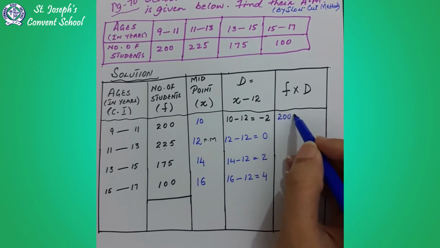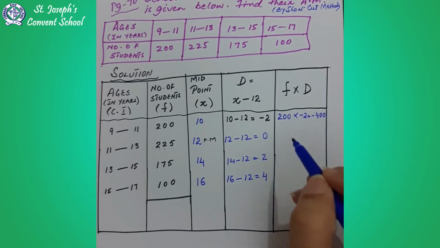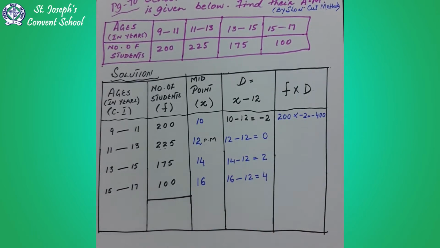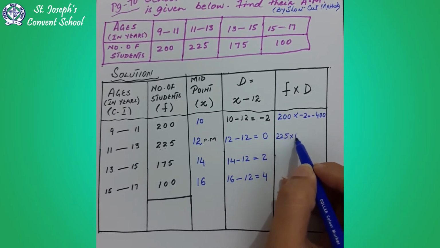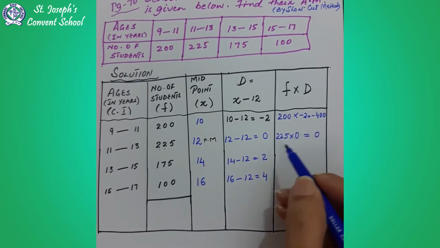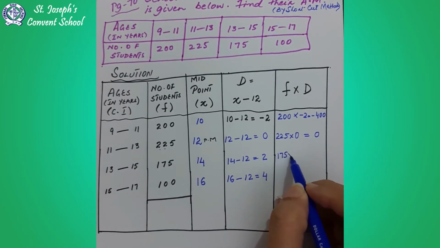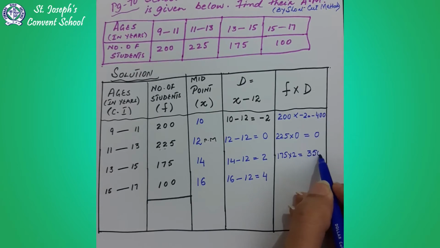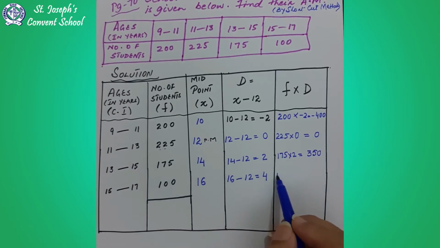200 is F into D is minus 2, equals minus 400. This is the first value. Now the second, 225 into 0 equals 0. Then 175 into 2 equals 350. Then next, 100 into 4. So these two columns we are multiplying. 100 into 4 is 400.